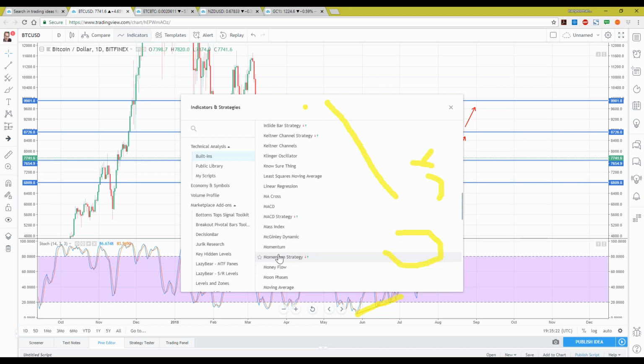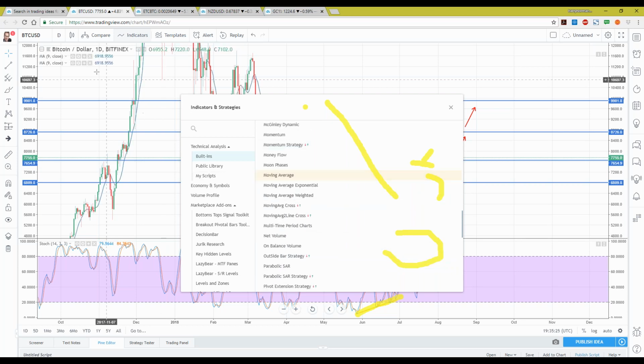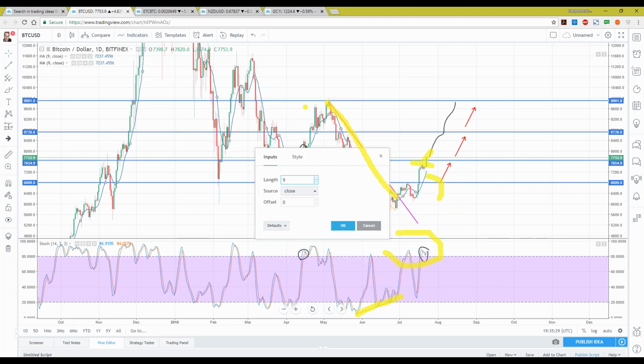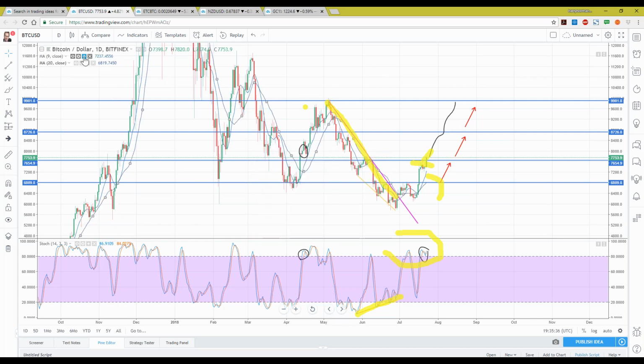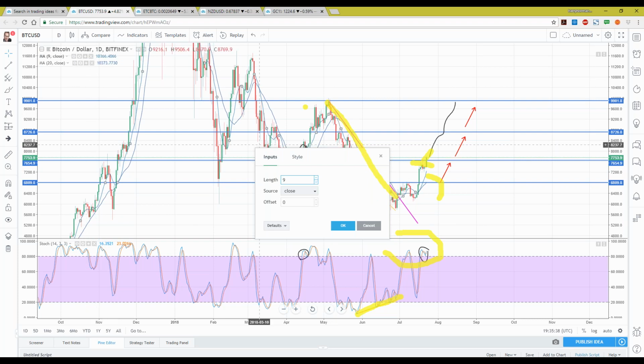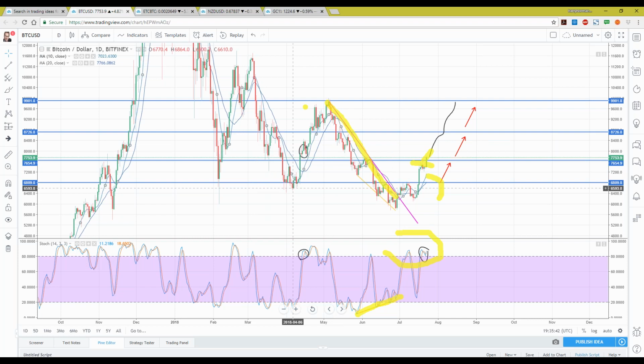Woody's mine was a 10 and a 20 crossover. So we'll now put those, let me make them a little bit easier for you to see.